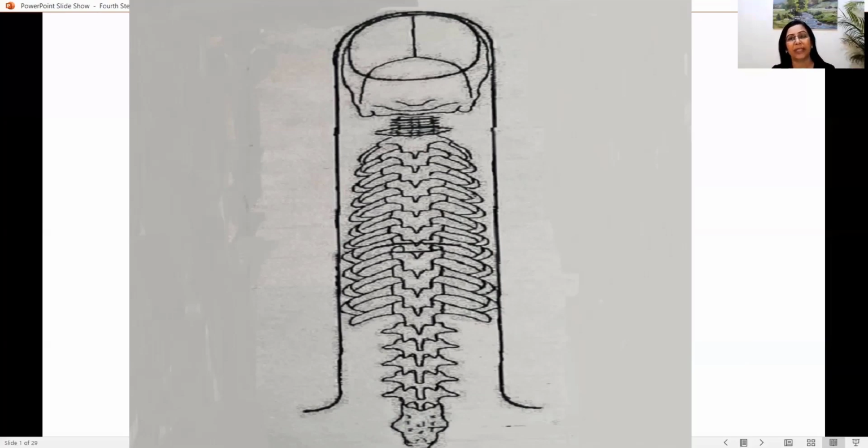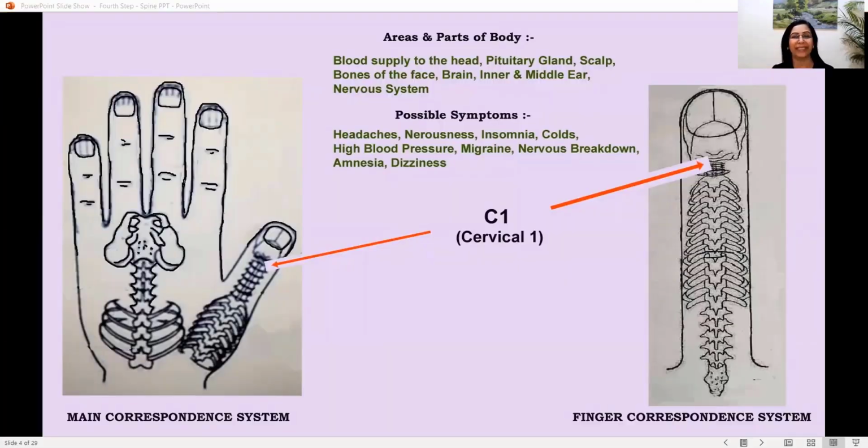Then in the finger correspondence system also, we have already studied that the cervical vertebrae are absolutely in the center of the top joint of every finger, and then T1 to T9 are in the back of the first phalange. T9 to T12 is till the half of the second phalange, and then come the lumbar five vertebrae, then the sacrum, and the coccyx is absolutely in the bottom of the finger if you take the bone correspondence.